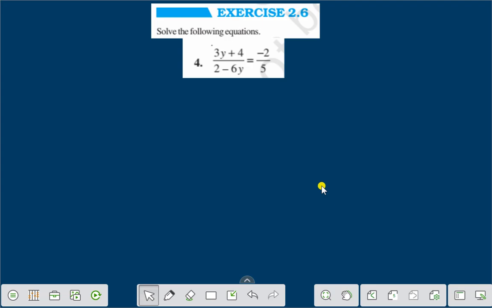Question number 4. Solve the following equations. (3y + 4) divided by (2 - 6y) is equal to -2/5. Here the question is (3y + 4) divided by (2 - 6y) is equal to -2/5.